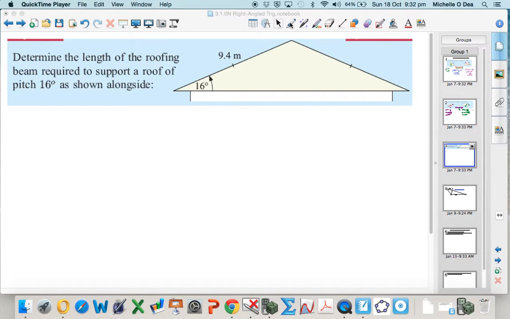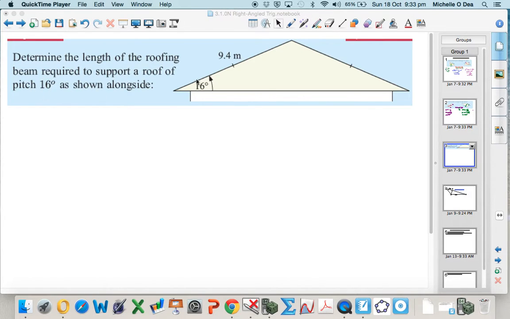In this trig review, we're just going to look at a couple of quick, more real life type of questions. But really, it's doing exactly the same thing. We just need to find some right angle triangles in our diagram. So here we have a roof on top of a house. Determine the length of the roofing beam required to support a roof of pitch 16 degrees as shown alongside.